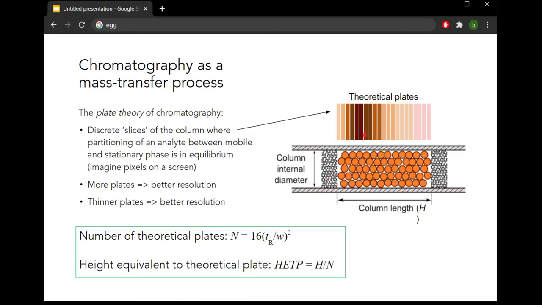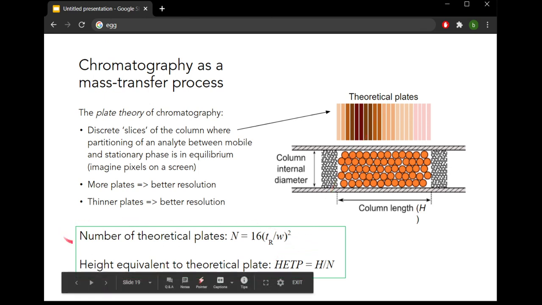These are what we call theoretical plates, discrete slices. If we imagine them as pixels, more pixels and smaller pixels mean better resolution. The formula for this is given more or less here. If we look at the number of theoretical plates, we want to maximize the number of pixels, or discrete slices, where we have equilibrations.